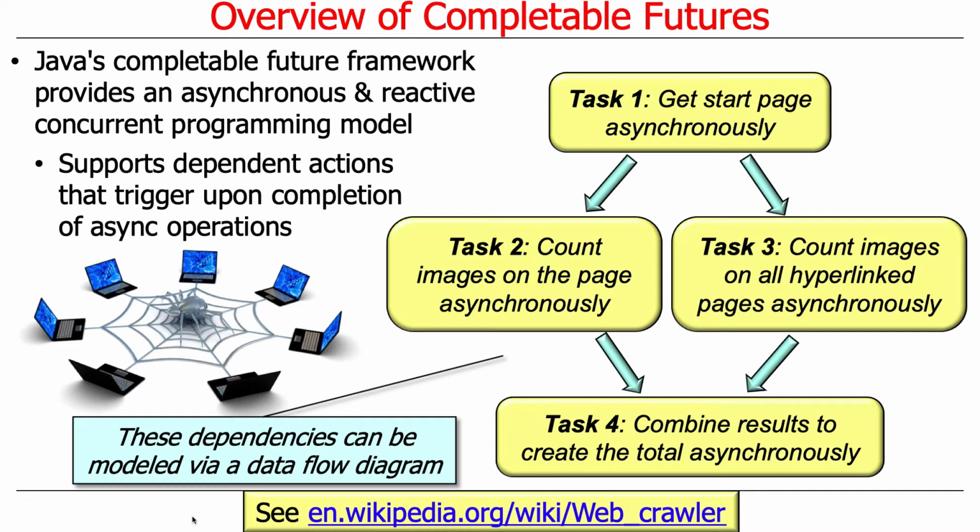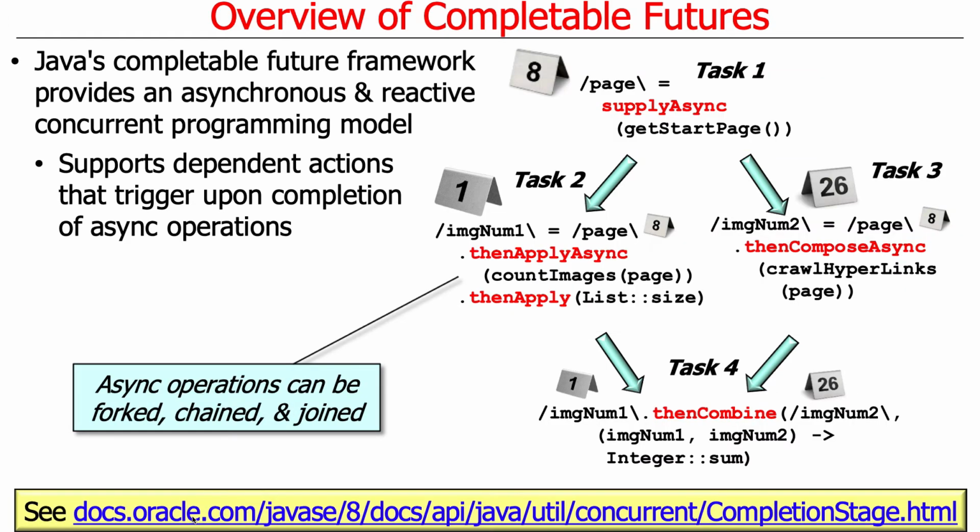And then the final task, task 4, is going to wait until task 2 and task 3 are done, and then it'll combine the results and give the total. Obviously, task 4 can't run until both task 2 and task 3 are finished. That's an example of dependent actions. Task 2 and task 3 depend on task 1. Task 4 depends on task 2 and task 3. And we want those tasks to automatically begin to execute as the previous tasks complete.